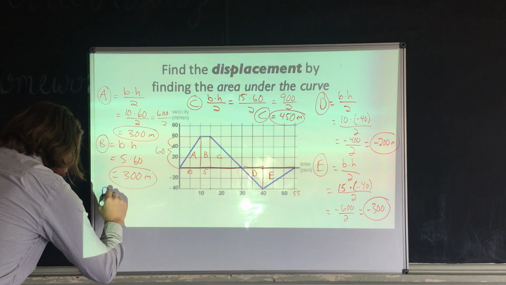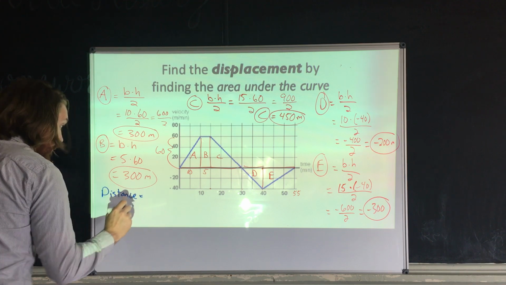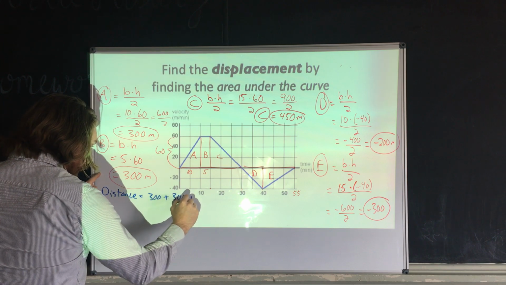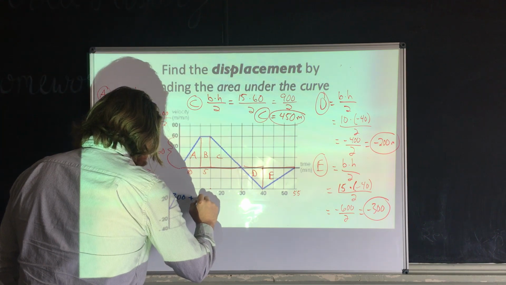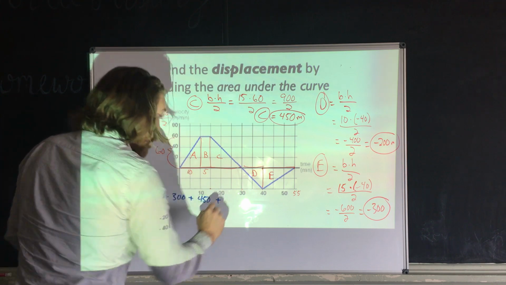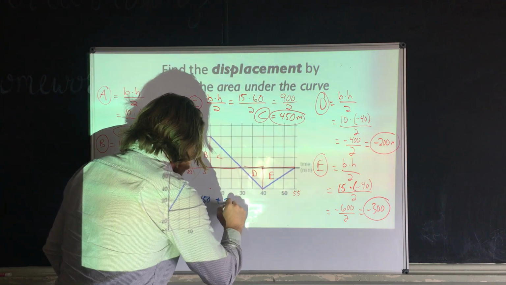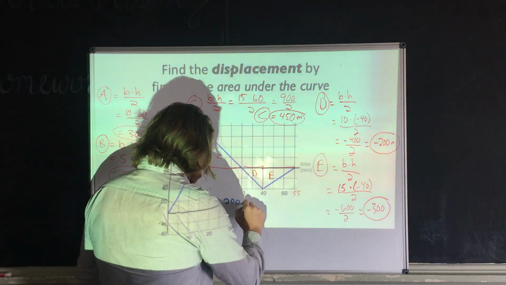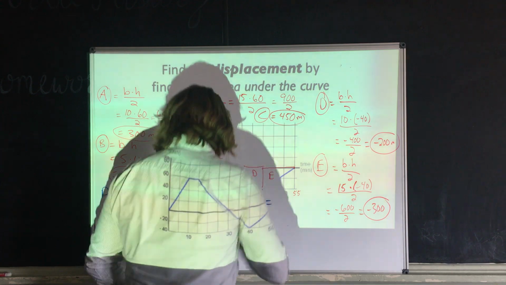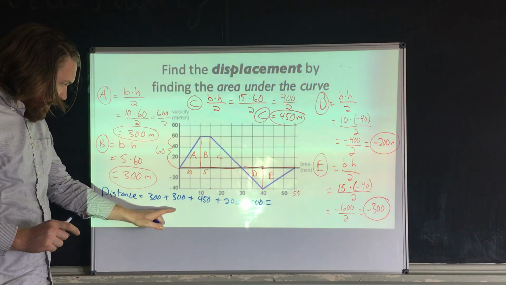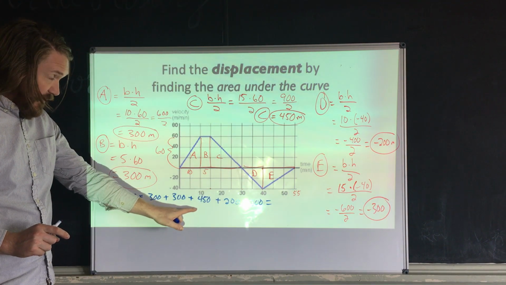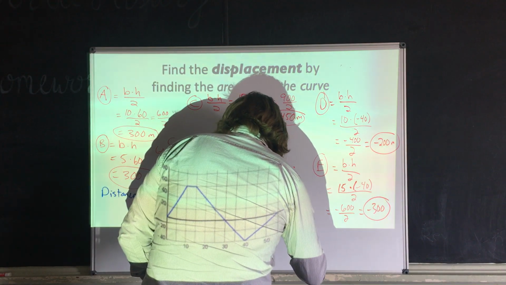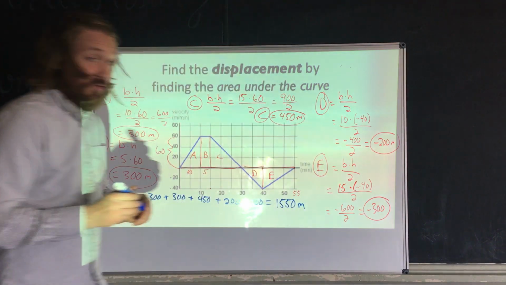So distance is going to equal 300 plus 300 plus 450 plus 200. Remember, I don't care that it's negative. This is distance we're talking about. Plus 300. Ooh, that's a lot. Okay, so 300, 300, 600, and 450 is 1050, 1250, 1550 meters. That's our total distance.